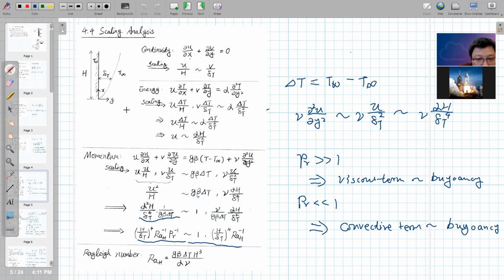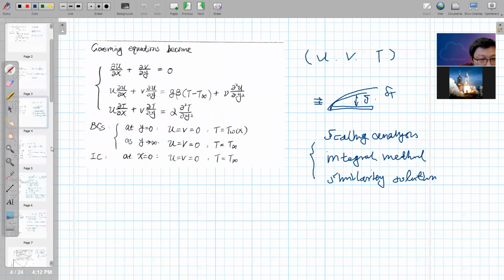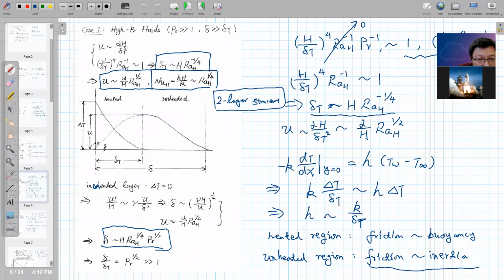The first one is scaling analysis. By doing scaling, we find that this natural convective boundary layer has a special double-layer structure. Especially for the velocity profile, there will be a maximum velocity somewhere inside the boundary layer, and at the wall and in the free stream, the velocity will both be zero. We won't see this behavior in the forced convection boundary layer.